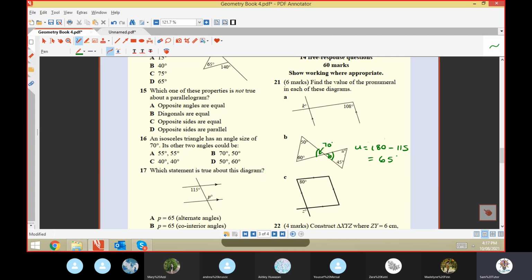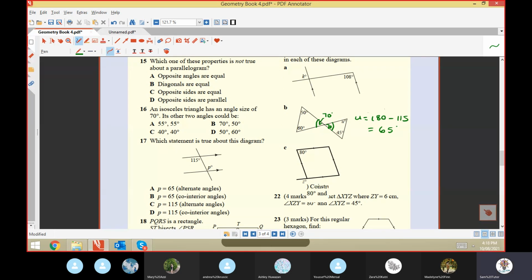All right, so be careful. Some of you, like I said, wrote U equals 60 because you just thought alternate angles, but they're not actually parallel. So you cannot do it like that. All good? Any questions there? This was well done.